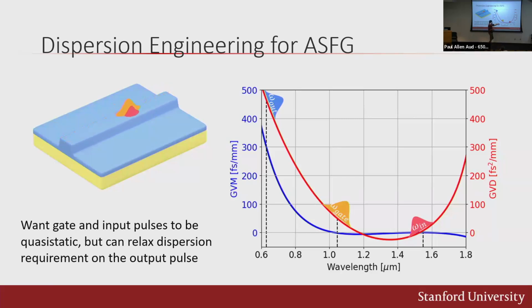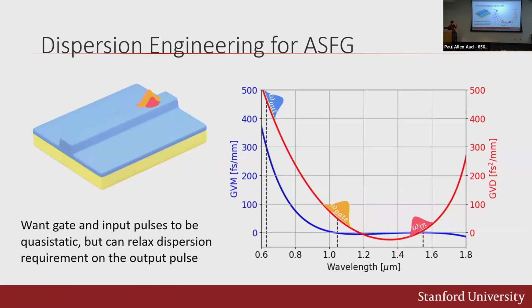Okay, so what we're going to do though is we're going to try to make the gate pulse and the input quasi-static. So we're making it so these guys stay overlapped and they don't spread out as they propagate through the device. And then we're going to generate our upconverted field, and we're going to use the quasi-phase matching structure to engineer the dispersion of that output field. All right. So this largely is going to solve the problem of working with short wavelengths in these devices where it's hard to use geometric dispersion engineering.